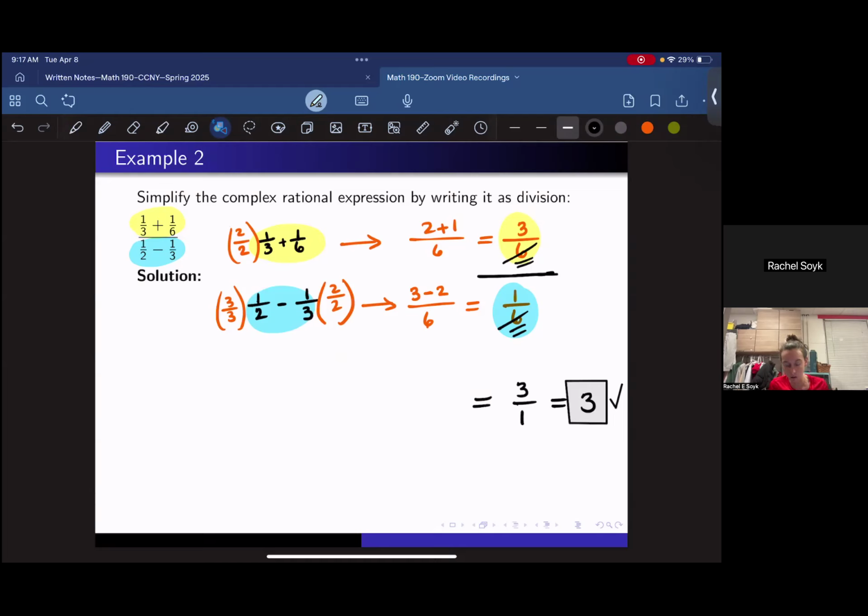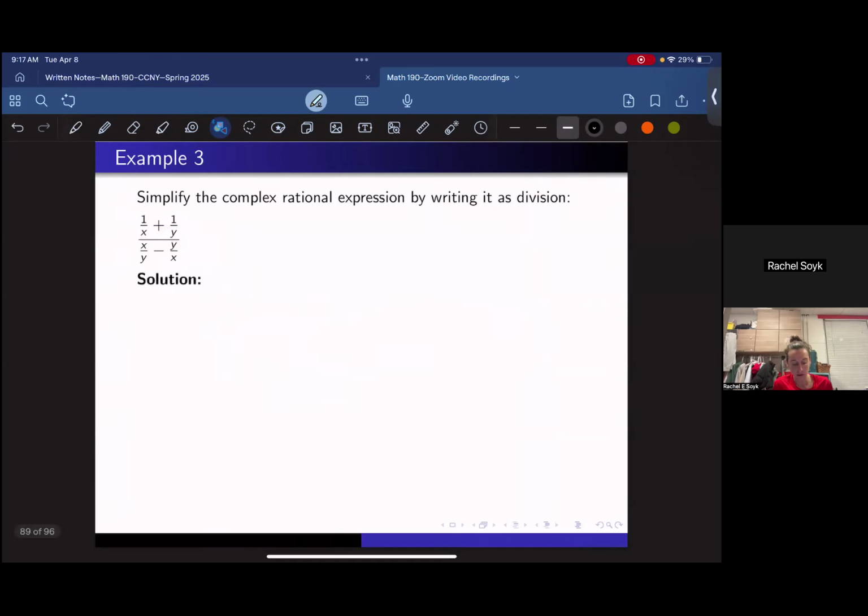Okay, let's continue to trek along. So now we have example 3, where we're dealing with some expressions. We're dealing with variables now. And we're adding two fractions in the numerator once again. We're subtracting two fractions in the denominator once again. Find the LCD. That is the key.